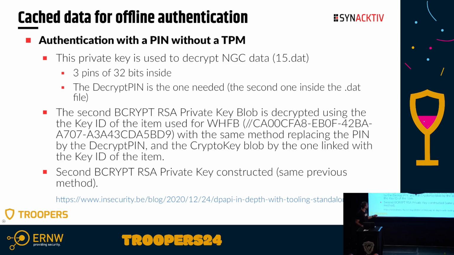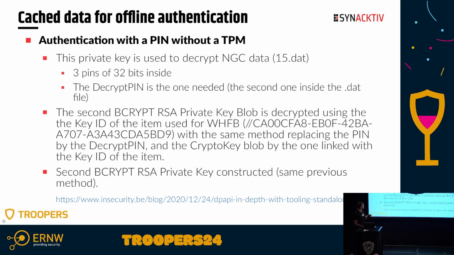Then, thanks to this first private key, we are able to decrypt the 15.dat file, which contains 3 different pins of 32 bits. And the decrypt pin, which will be of interest for us, is the second one.